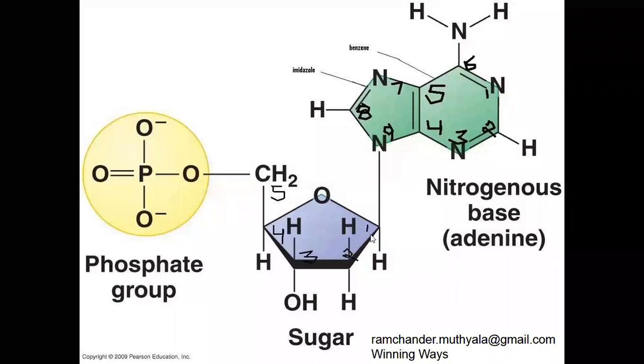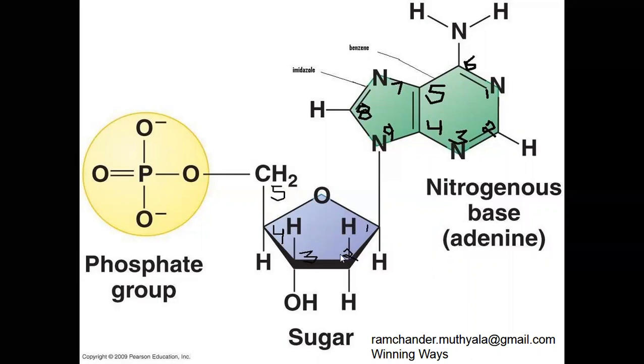Here carbons are 5, oxygens are 5. If oxygens are 5, we call it ribose sugar. If oxygens are only 4, we call it deoxyribose sugar. C5, H10, O4 is the chemical composition of deoxyribose sugar. C5, H10, O5 is the ribose sugar chemical composition.